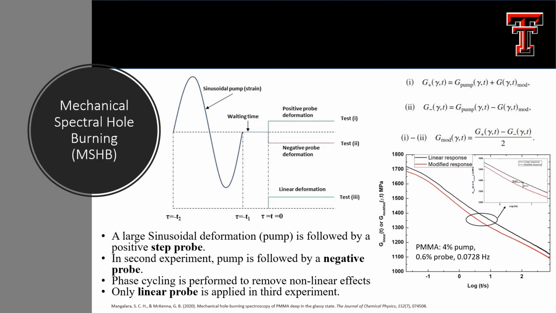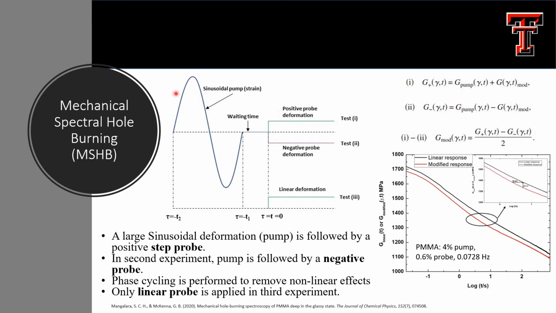We will now understand the MSHB methodology and the occurrence of holes. In MSHB, a time-dependent response to a small amplitude deformation called the probe is measured after the application of a large sinusoidal pump deformation. A set of 3 experiments is performed to investigate the presence of holes, which characterize the heterogeneous response. In the first experiment, the material is subjected to a large sinusoidal deformation, which is followed by a small positive step probe. The resulting modulus can be expressed as shown in equation 1.